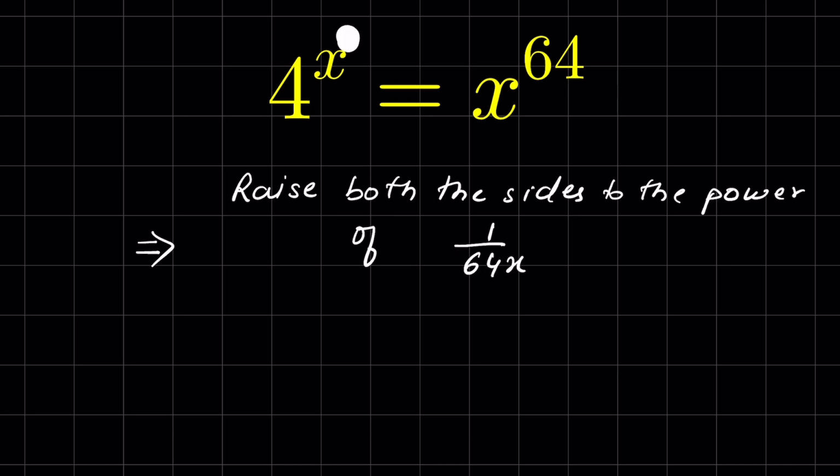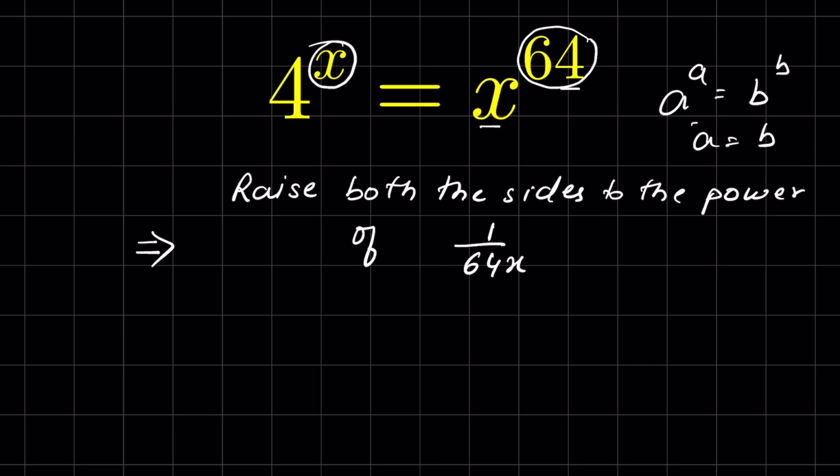Why 1 upon 64x? Because on the left hand side we need to remove this x in the exponent, and on the right hand side we need to remove this 64 in the exponent, so that the variable is the exponent, so that we can use the property: if a raised to the power a is equal to b raised to the power b, then a is equal to b.